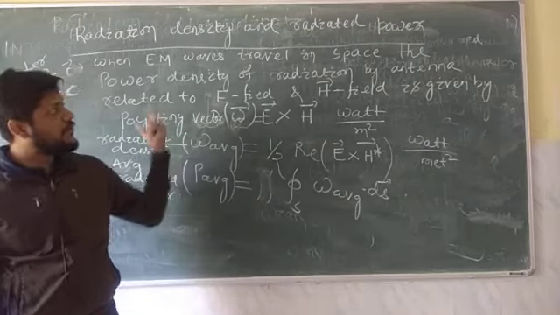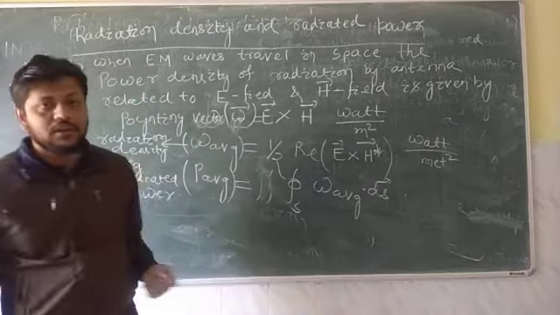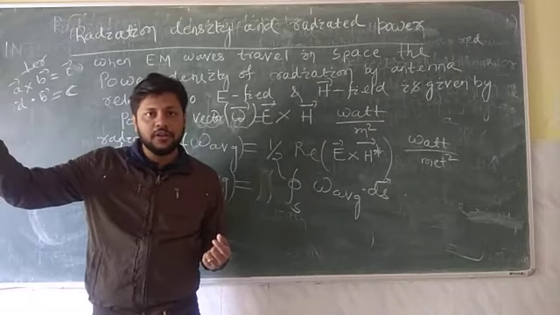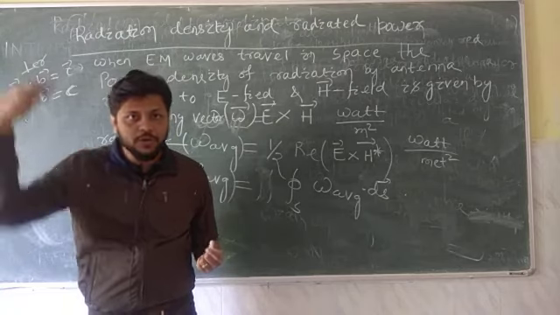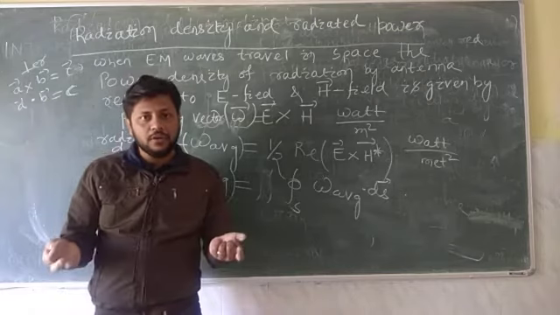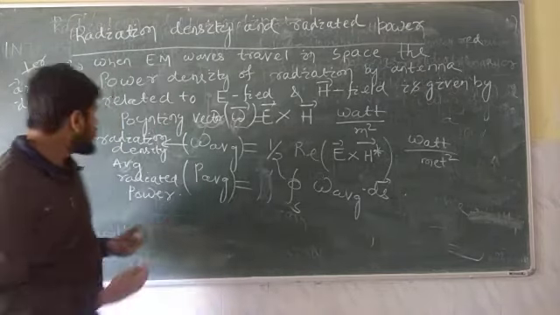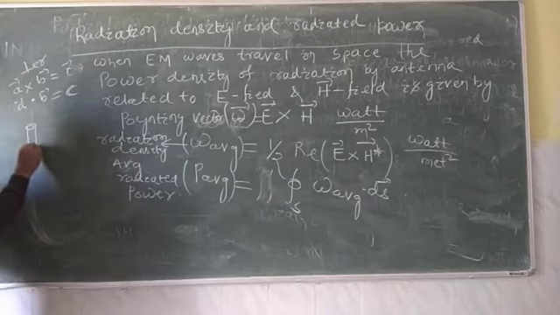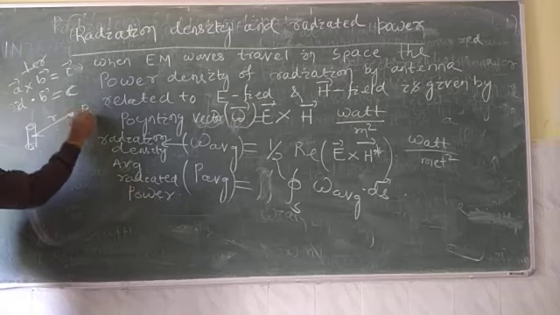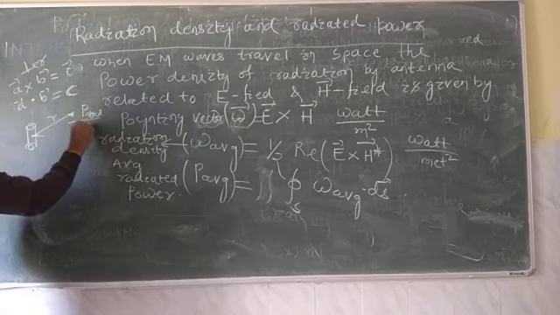So this is the concept of radiation density and radiated power. How much power is radiated at a particular point? You will always get the power density, that is power per unit area, and you have to integrate over that area in order to get your radiated power. So always, suppose this is your antenna, and I need to calculate the power radiated in this direction at this point. Here we will always find the power radiated by area.